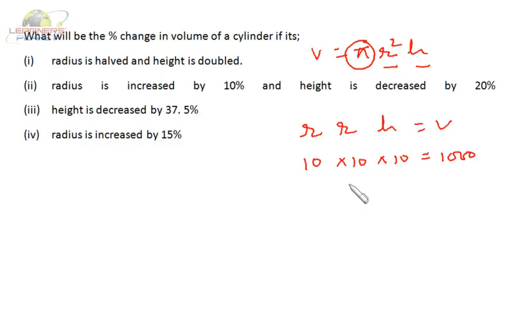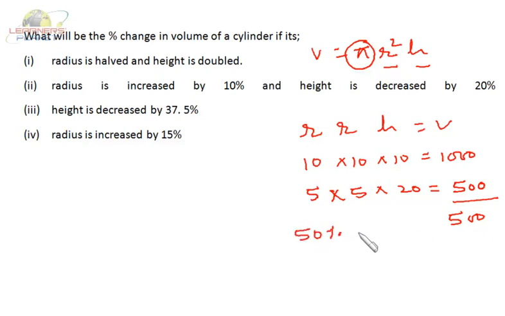Okay. Now let's take the first case. If radius is halved, that means the new radius is 5 and height is doubled. That means the new height is 20. Okay. So what will we be getting? 5 5s are 25, 2s are 50. So it's 500. So what is the net change is 500. Now this 500 is the change from 1000. So from 100 it will be 50. Okay.